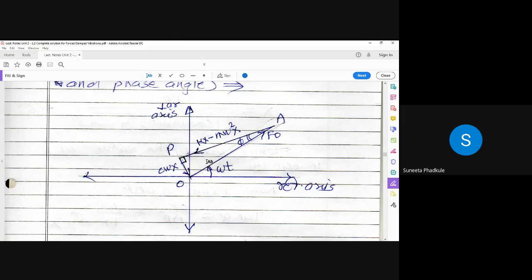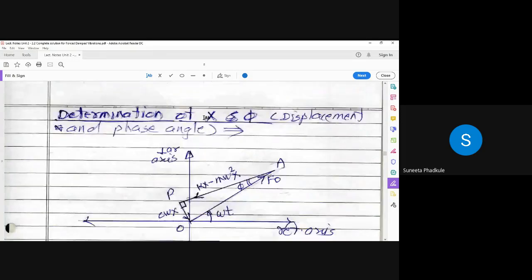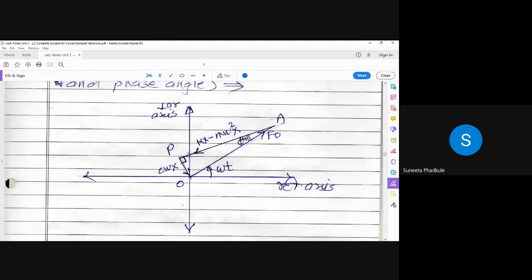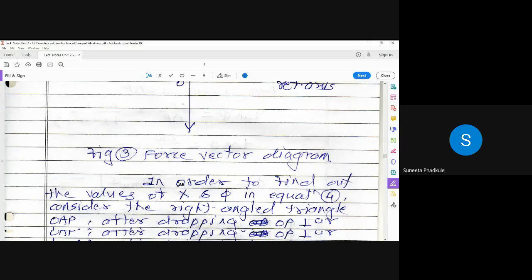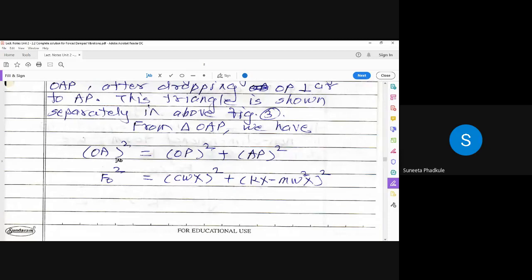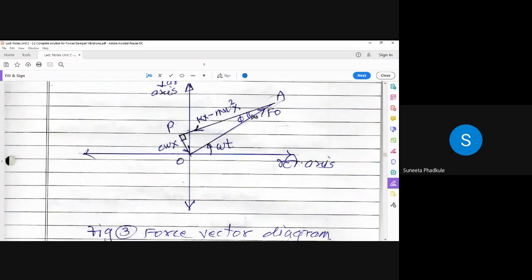Now the further part is simply geometry to find out the values of x and phi. So I want to apply Pythagoras theorem to this right angle triangle. How I will write down? OA square is equal to AP square plus OP square. Understood? So see here, from triangle OAP, OA square is equal to OP square plus AP square. So what is OA here? This OA is FO square.